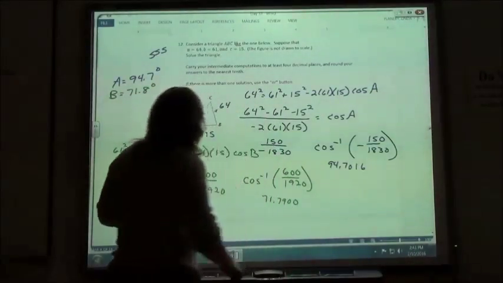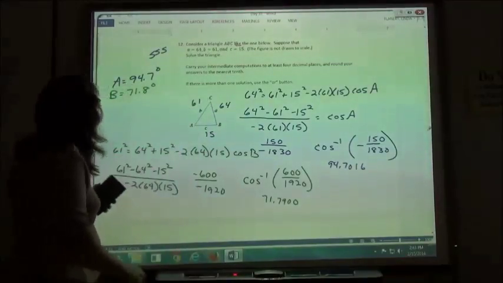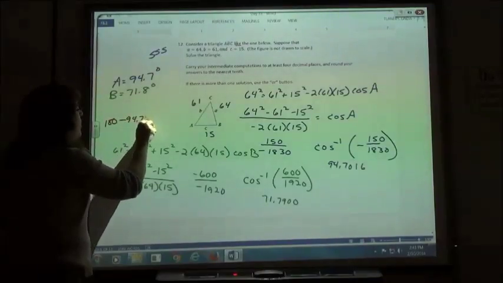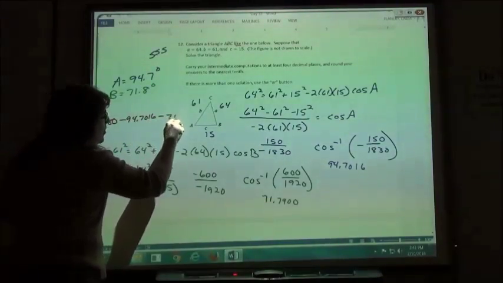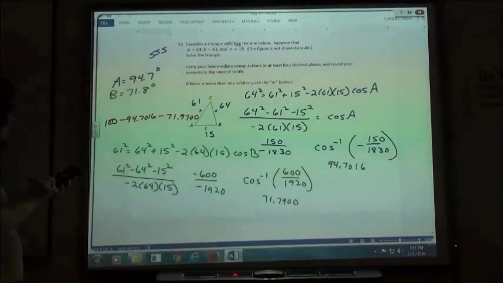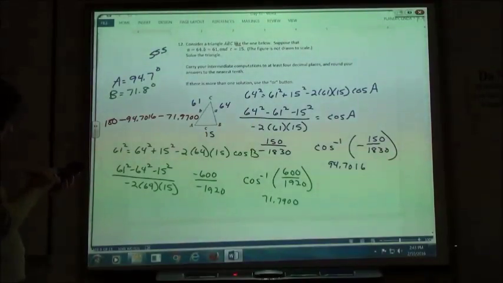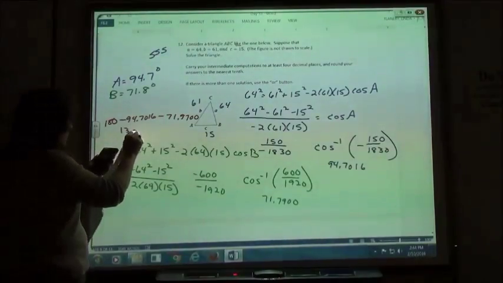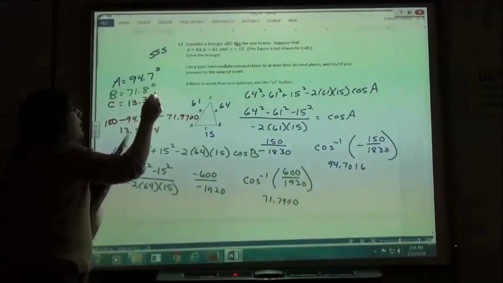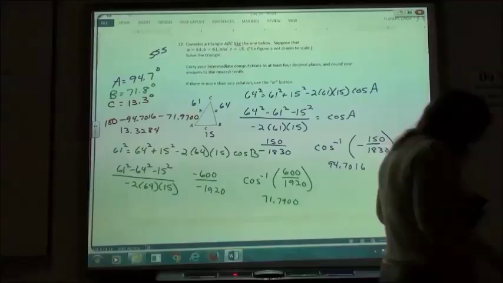Angle C then, since I know angle A and B, I can just subtract from 180. So 180 minus 94.7016 minus 71.9700 gives me 13.3284. So angle C is 13.3 degrees when I round that off to the nearest tenth.